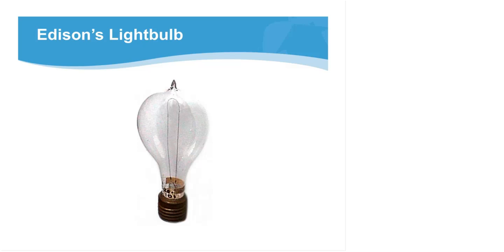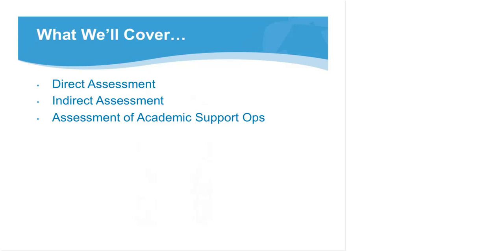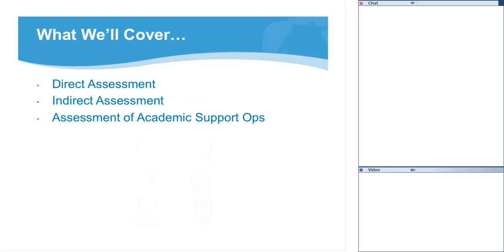We're going to come back to Edison as we go throughout this presentation, so I want you to keep him in mind. Today we're going to talk about three things: direct assessment of student achievement, which is kind of the holy grail in terms of what we've been trying to do in higher education, to be able to assess student learning and use that information to improve curricula or improve courses so that we can see gains in student learning.